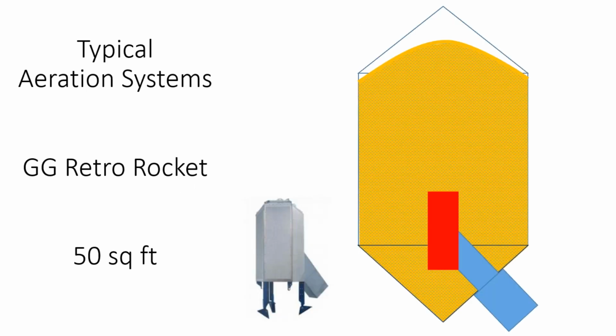The retro rocket has a 50 square foot effective louvered area, and I briefly touched on some of the inefficiencies because of the fact that some of that air is being injected inwards instead of into the grain mass. But even with that, this is a really effective method of getting good airflow into the heart of the bin, and it stacks up really well. In many instances, this is the go-to air delivery system.